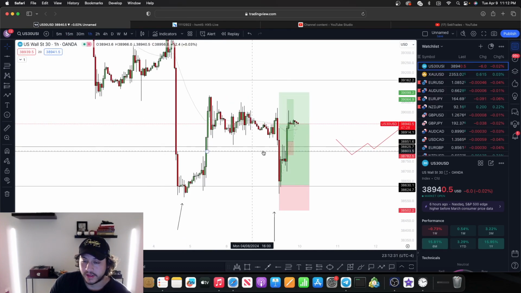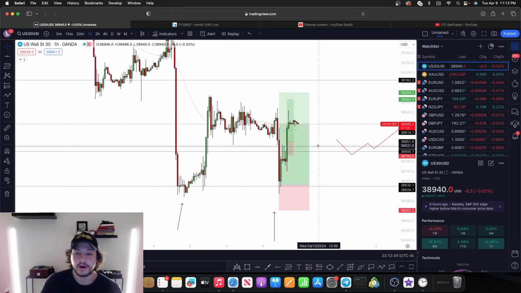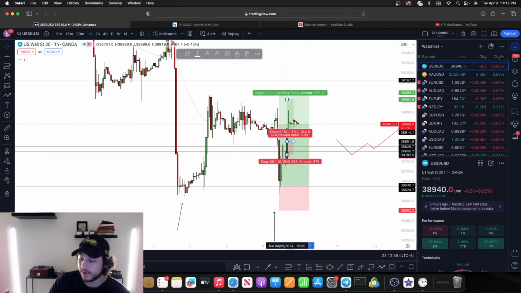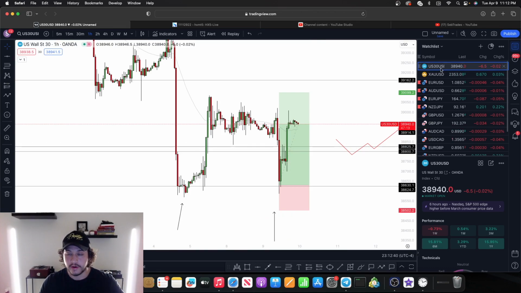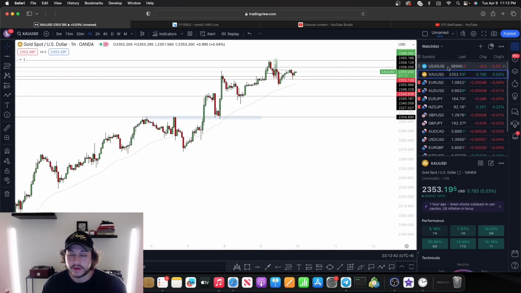US30, I'm going to keep looking at exactly the same zone, 3800, which is still going to be valid to me. But this time, I won't be setting the limit. I'm actually going to be waiting for price to come into those areas. So that's pretty much it, guys, for this analysis, for this recap.